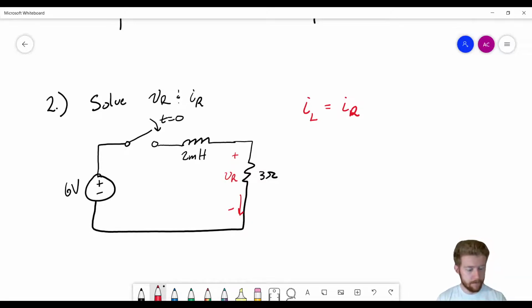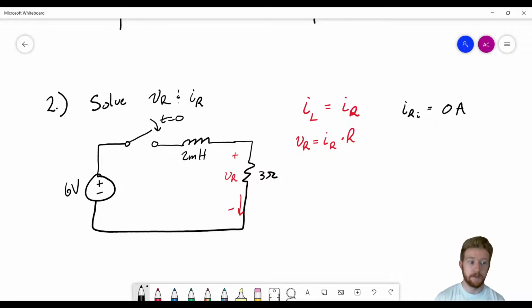And then I'm also going to make another note. I'm going to say VR, let me use the scripted V, so VR is equal to IR times R. That's just Ohm's law. So we know this to be true. Now, before we start getting into the math, let's think about what the initial values for voltage and current are. Well, for current, that's easy. We have an open circuit, so there can't be any current flow at all. So the initial current is going to be 0 amps.